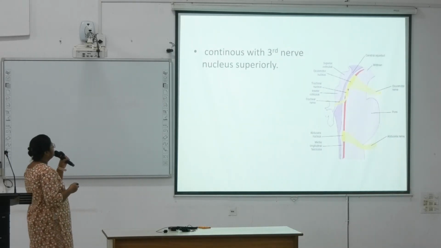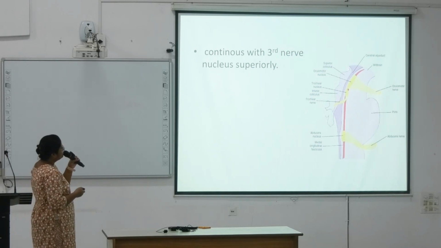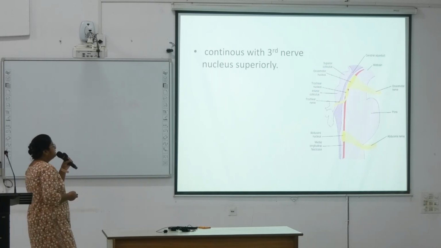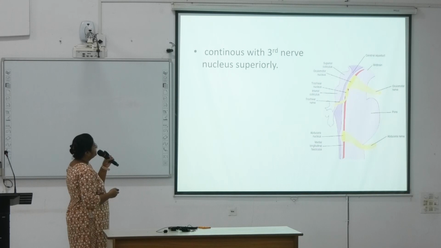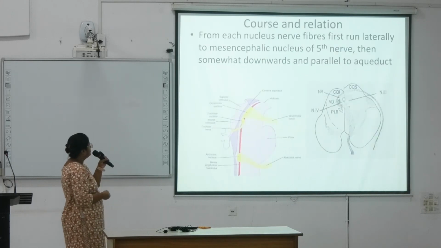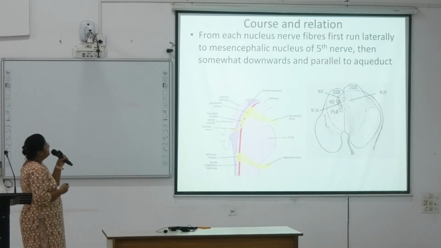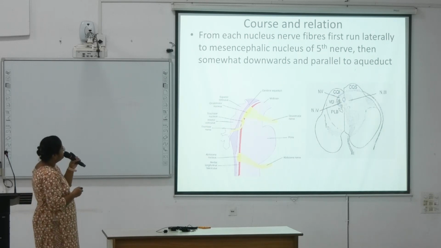It is continuous with the third nerve nucleus superiorly. See, this is trochlear nerve nucleus, and this is oculomotor nucleus. Okay, next. Next, we go to the course and relation.